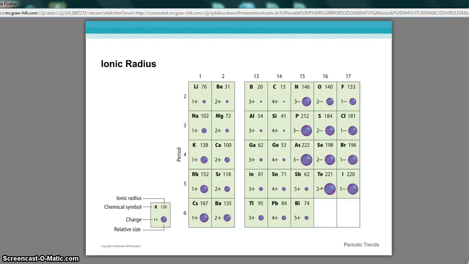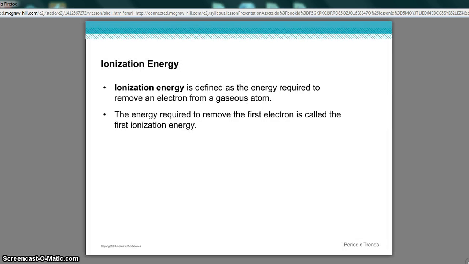Okay, now the next trend we're going to look at is a trend called ionization energy. And ionization energy is defined as the energy required to remove an electron from a gaseous atom. So it's basically the energy required to make something an ion, specifically a cation, a positively charged ion. And the energy required to remove the first valence electron is called the first ionization energy.